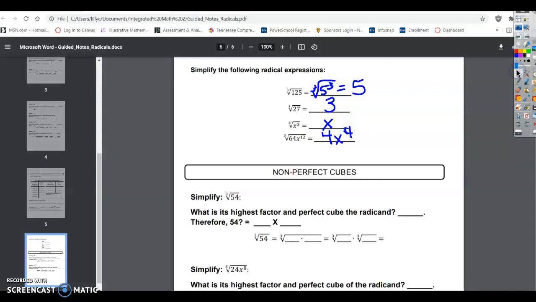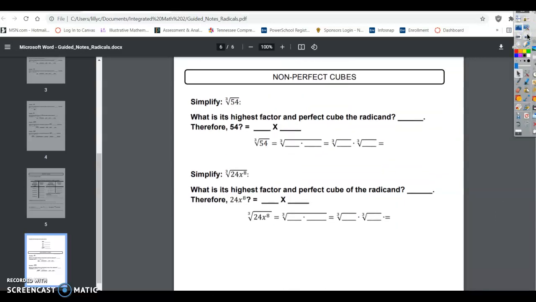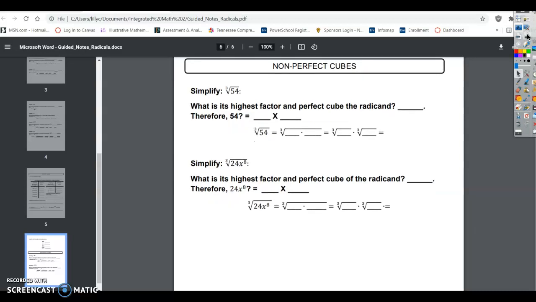All right, now again, we're going to look at ones that are not perfect cubes. If you need to pause this to get all your notes, go ahead and do so. We're going to keep moving. All right, so non-perfect cubes. So we've got the cube root of 54. We know our cubes, again, are 1, 8, 27, 64, and 125.